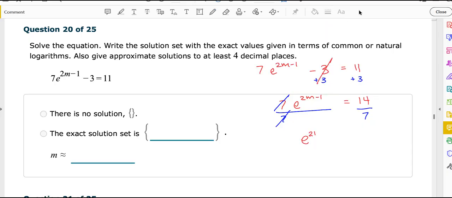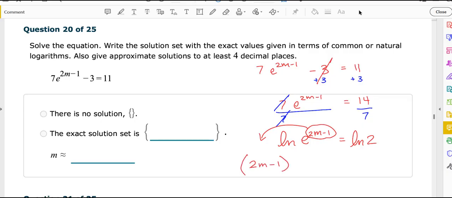The m is in the exponent. It's isolated, e to the blah. Now I can take the natural log of both sides. That whole entire exponent comes out front in parentheses. (2m minus 1) ln e equals ln 2.